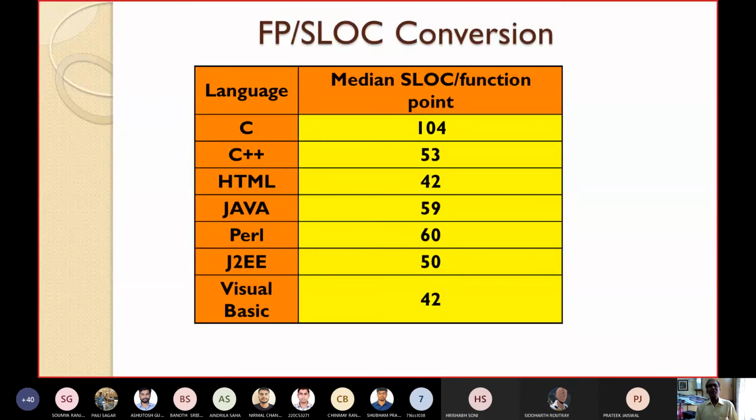Now I want to give a conversion, or the relation, between function point and LOC. The table I have given says how many SLOC there are per function point. This is the median SLOC per function point.